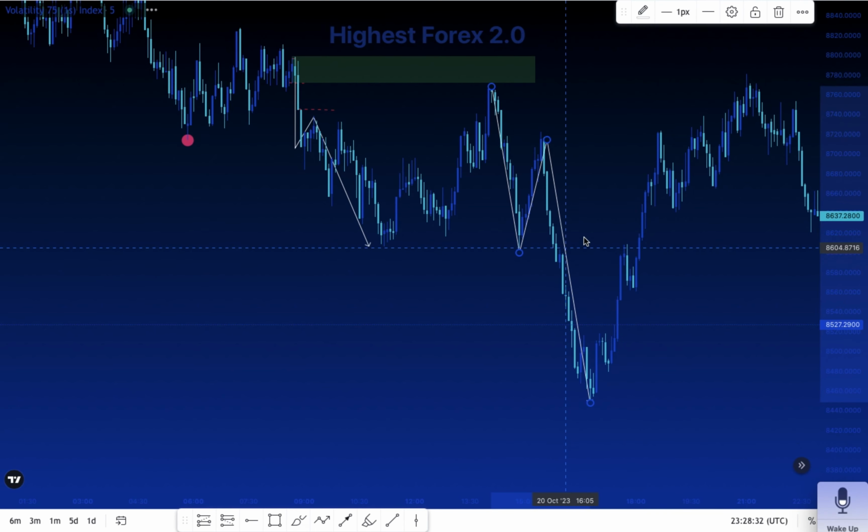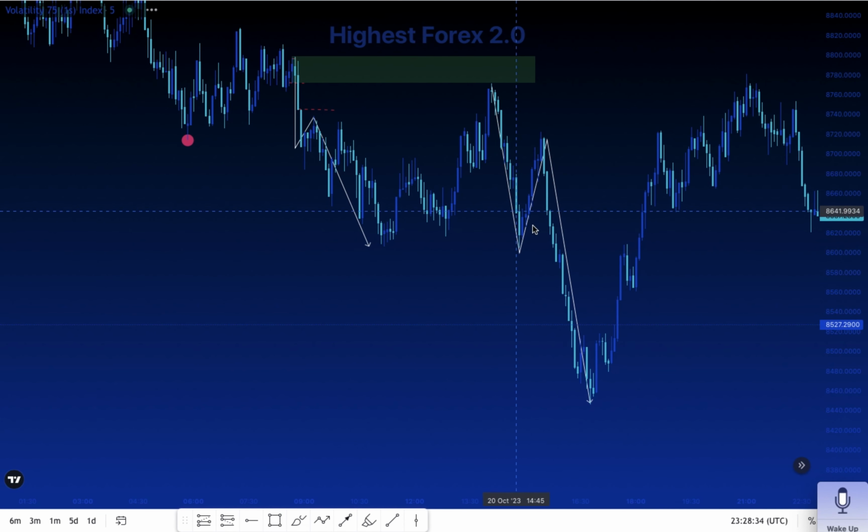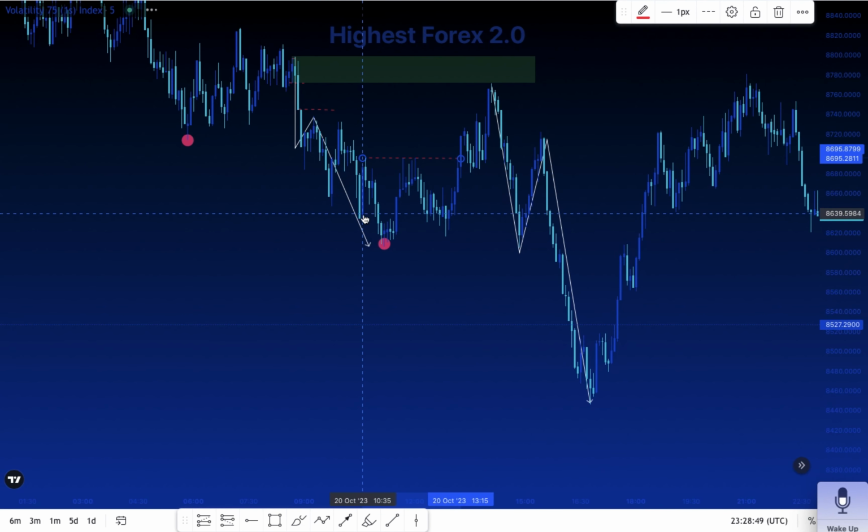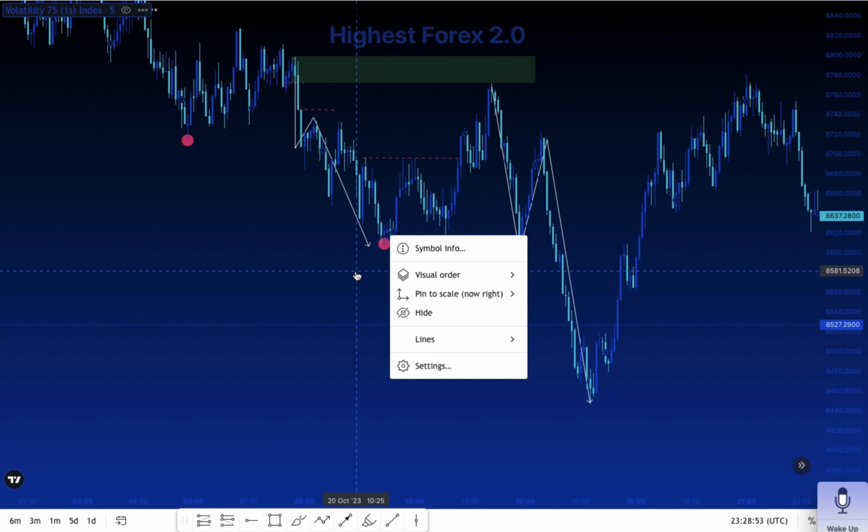All right, so after that, we have broken another structure, this structure, because this structure sponsored the move to mitigate our order block, so it became a structure as well. The moment it closes above the last pullback, it becomes a valid structure. All right, it becomes a valid swing point.